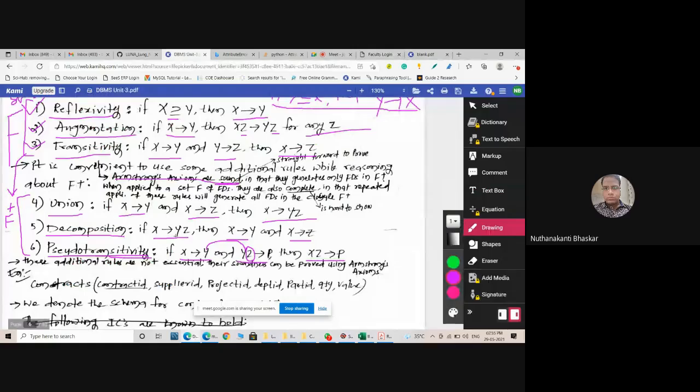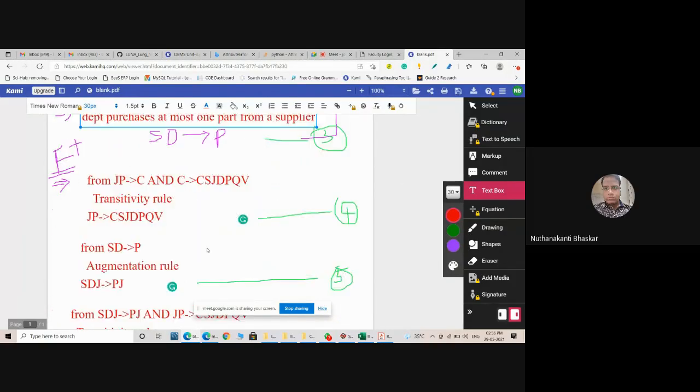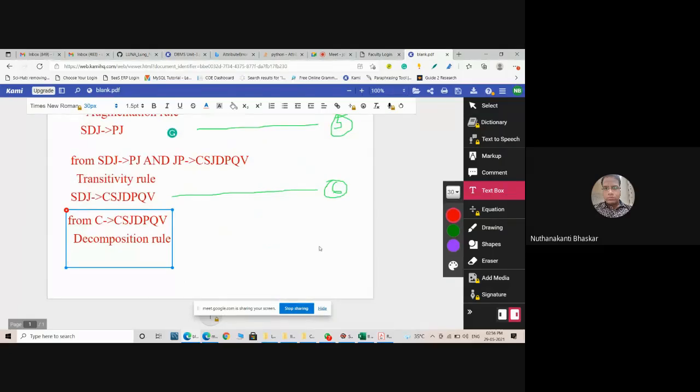If X determines YZ, then we can write X determines Y and X determines Z. So from formula 1, C determines CS, JD, PQ, as per the primary key rule. For that, you have to decompose it. What will we get? Tell me. Are you following? Yes, sir. If you are following, why are you sleeping? So C determines D. So it is going to decompose. Exactly.